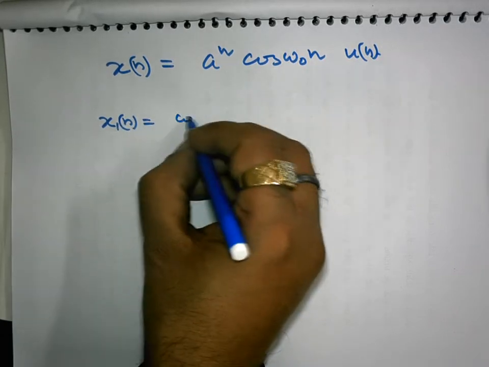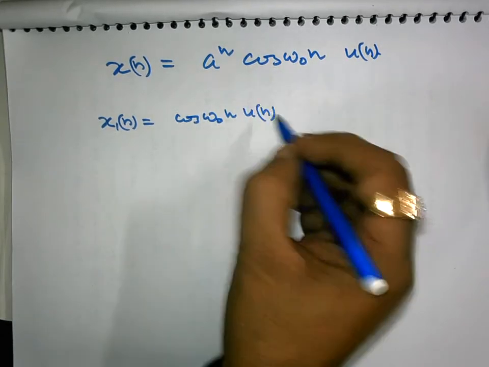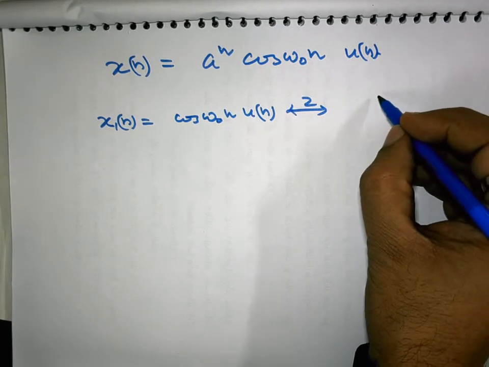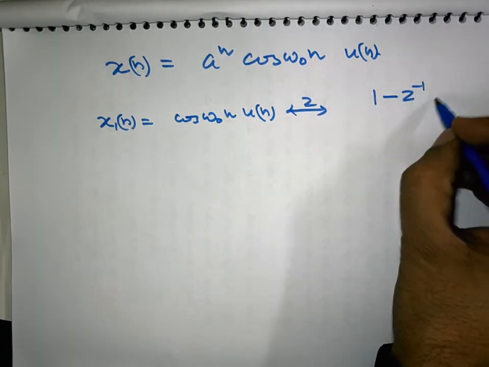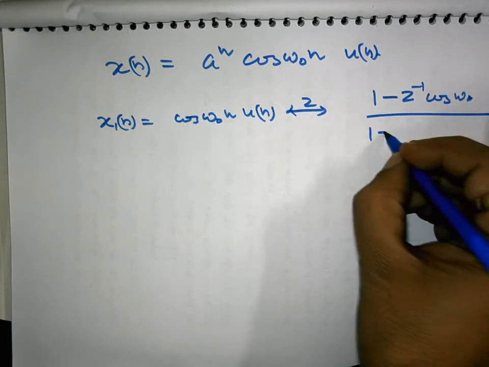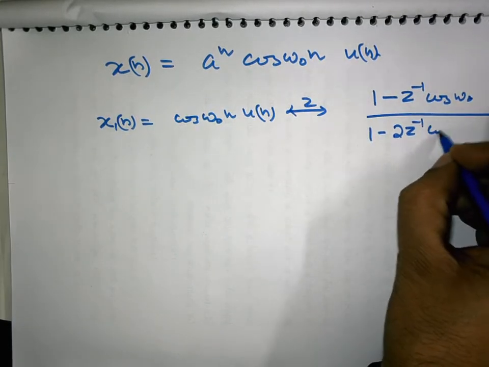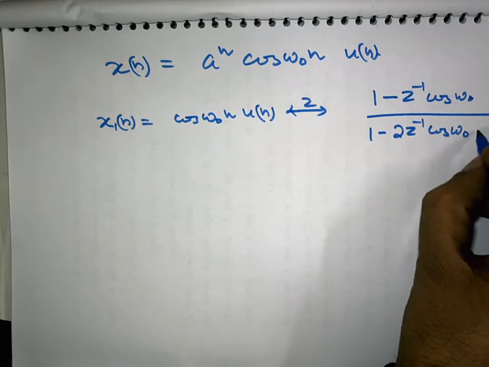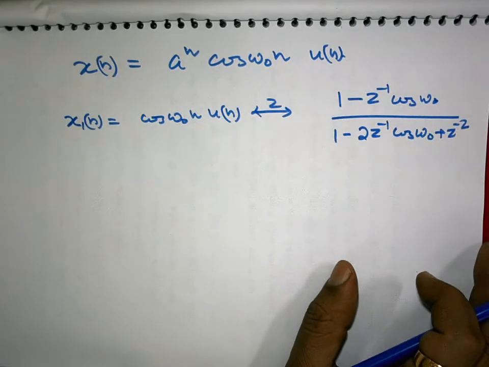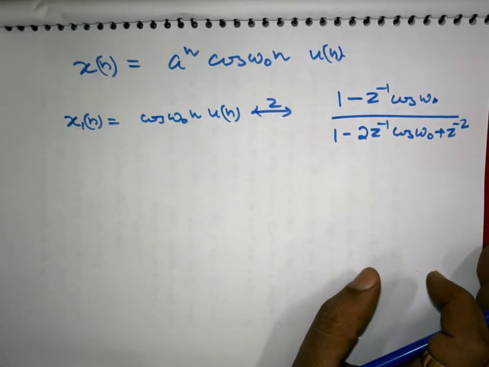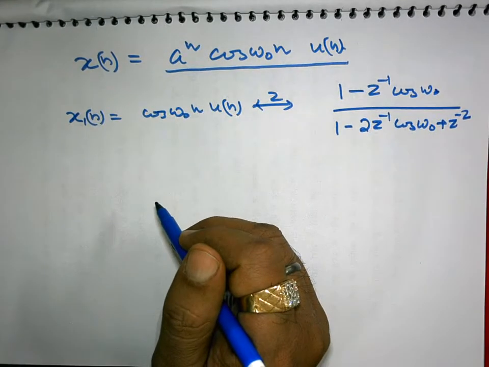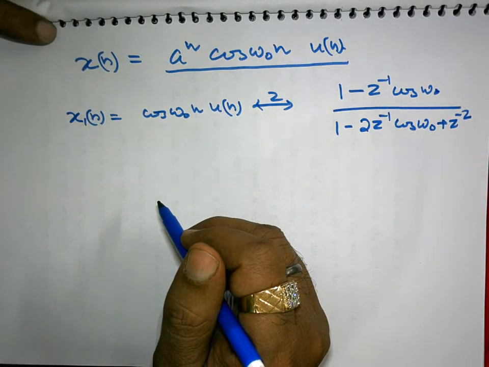Suppose x1[n] was cos(omega 0 n) u[n], and we evaluate the z transform of this. It is equal to (1 minus z inverse cos omega 0) over (1 minus 2 z inverse cos omega 0 plus z to the power minus 2). So, by using the property we have to evaluate the z transform of a^n x[n].